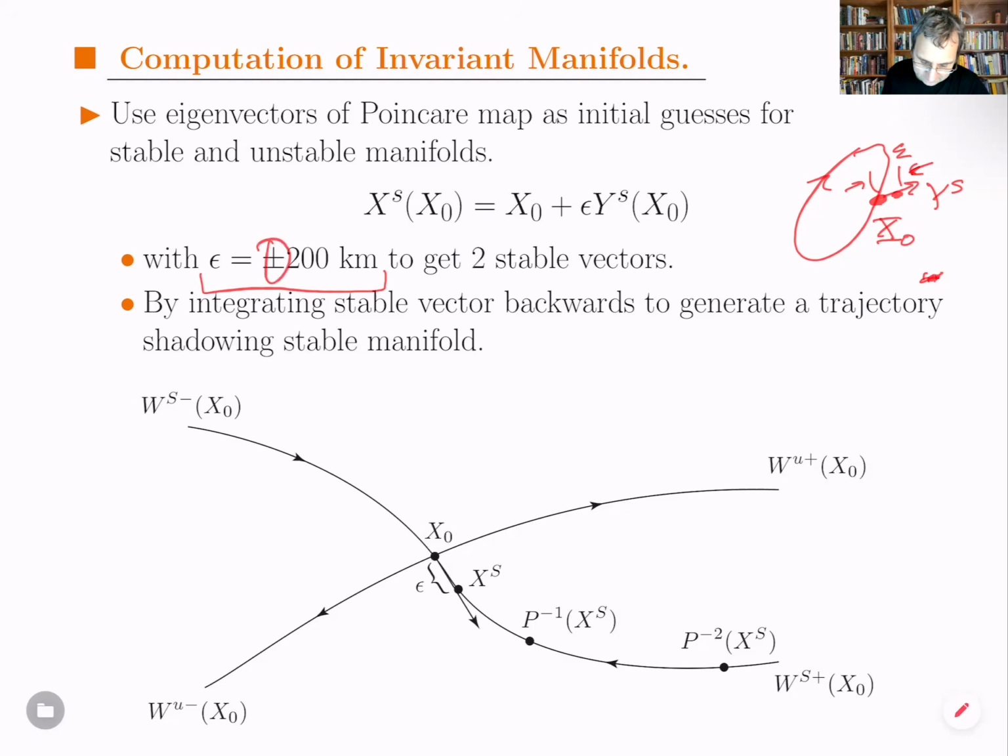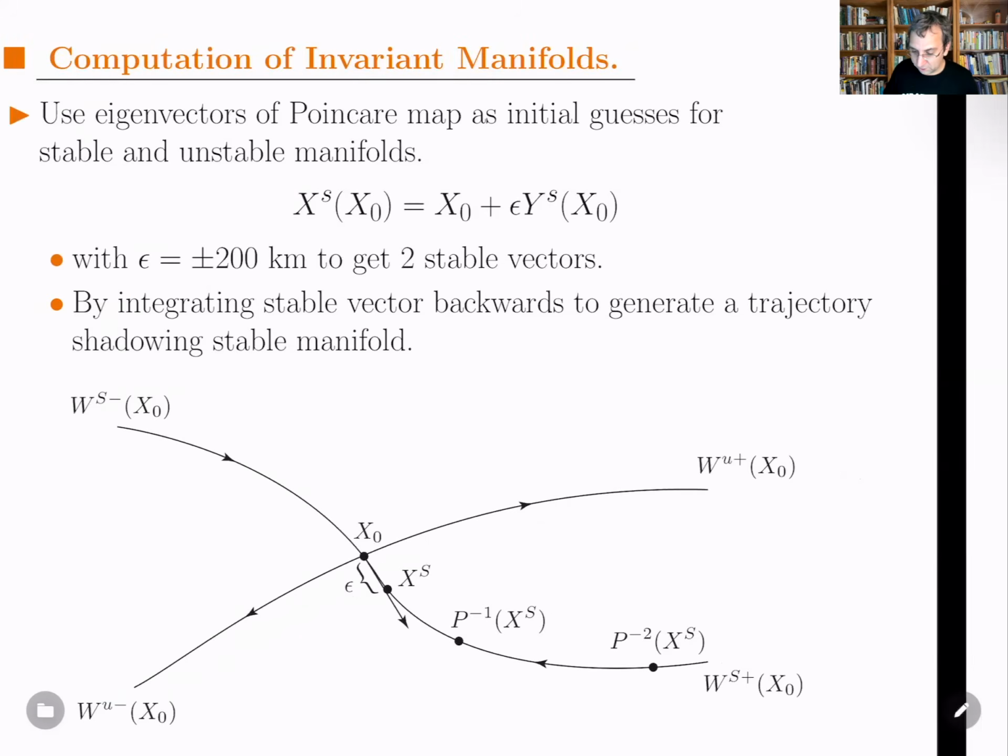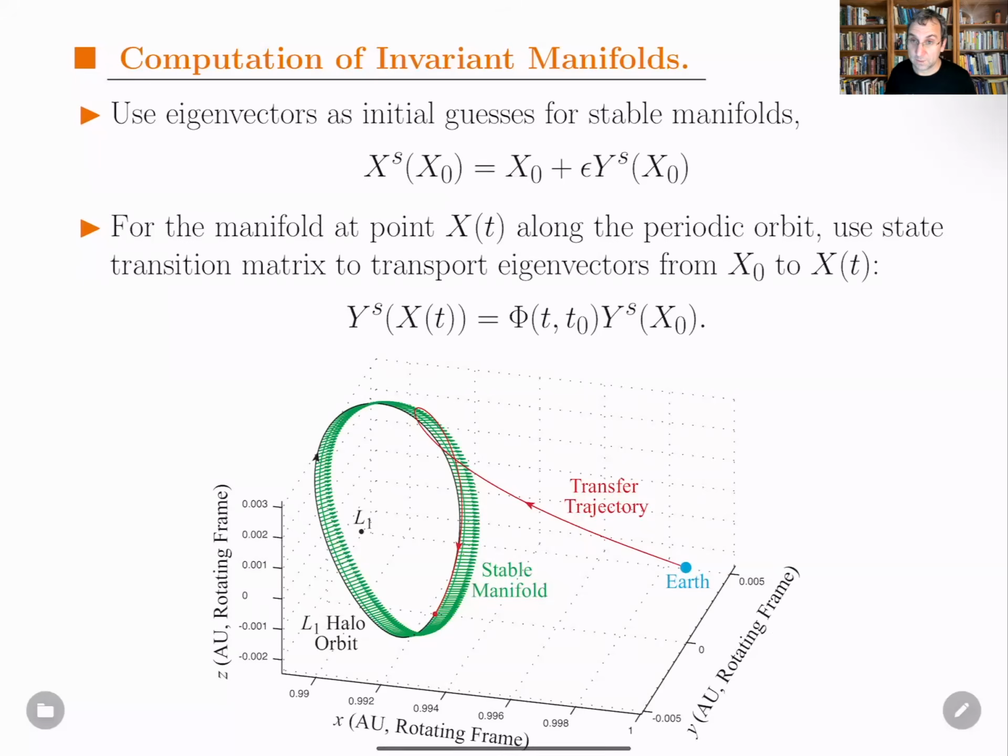And plus or minus, if you do plus or you do minus, that will give you an initial condition on either one branch of the stable manifold or the other. Then you just take that initial state, let's call it XS, and you can integrate backward in time. That'll give you a trajectory which is on the stable manifold. So if you then integrate forward in time, you'll get onto the halo orbit. And you could do this at different points along the halo orbit.